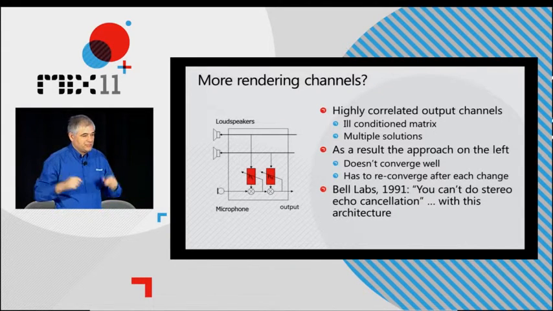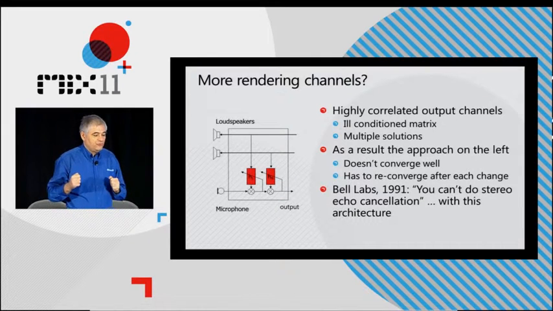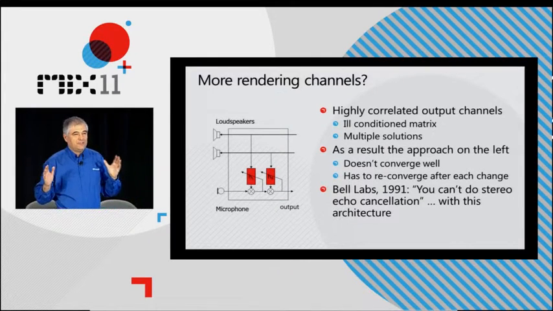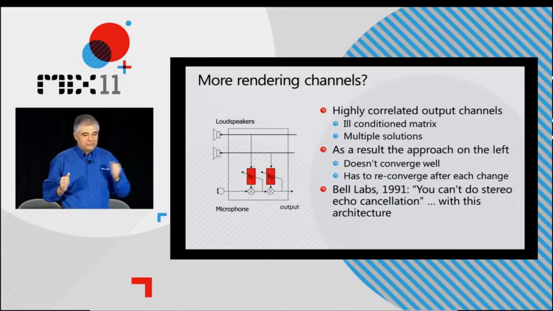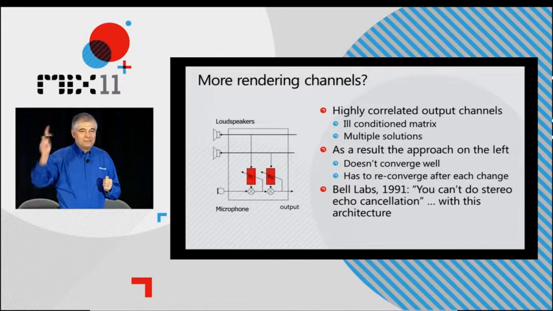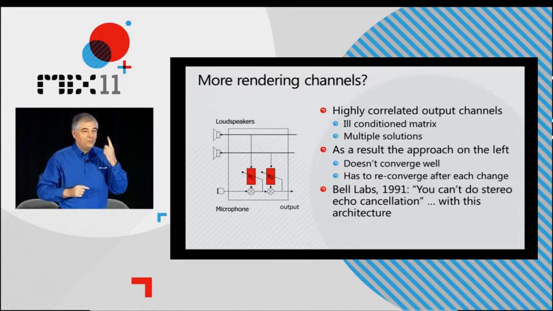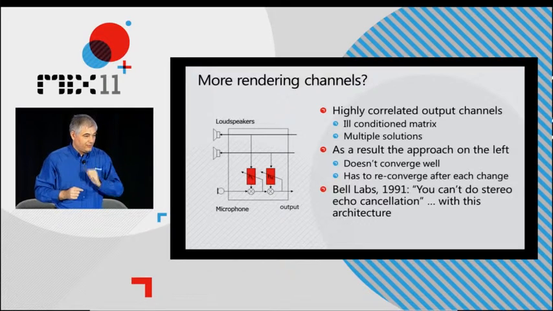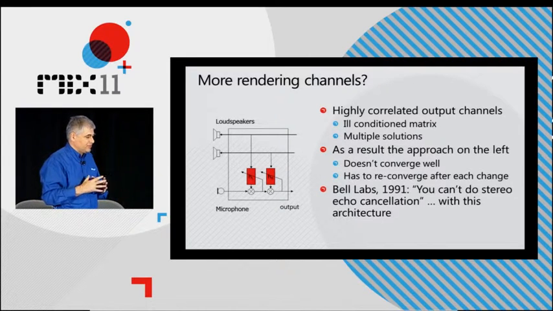And because those two signals are pretty much the same, we cannot solve the system. Think about it purely mathematically. We have two unknowns: the transfer function between the left speaker and the microphone, and the transfer function between the right speaker and the microphone. And we have one equation, which is the microphone output. This is why this system cannot be solved, and it is a long-standing research problem.